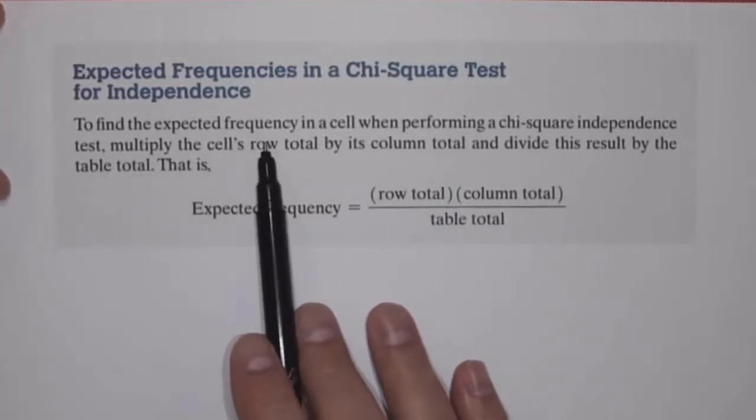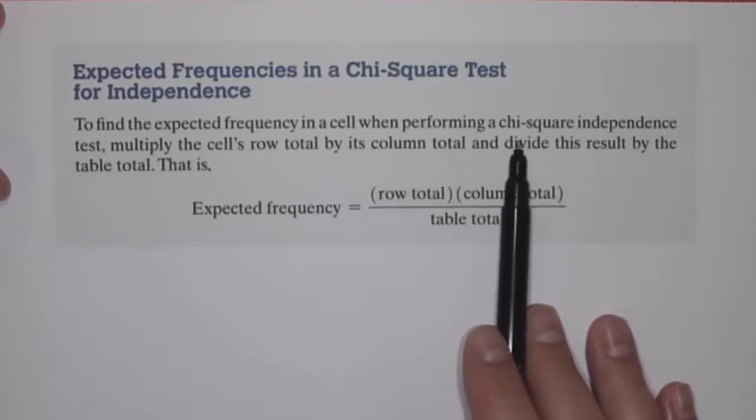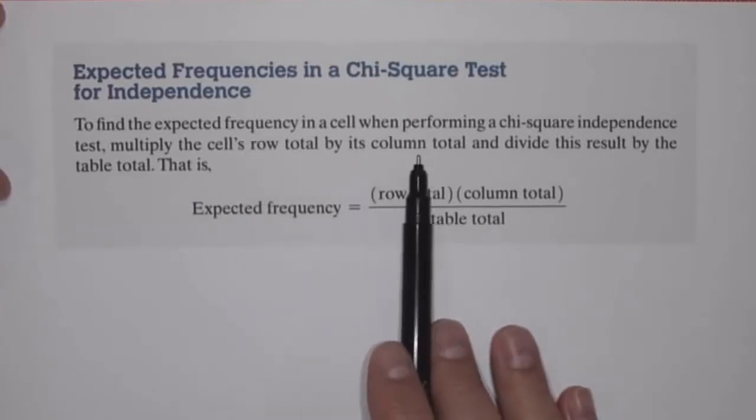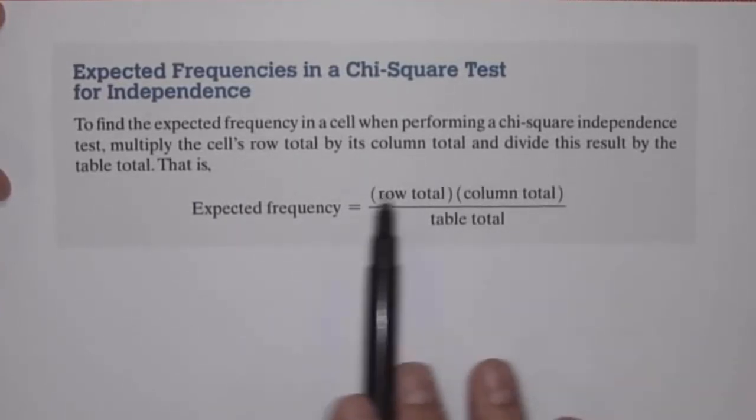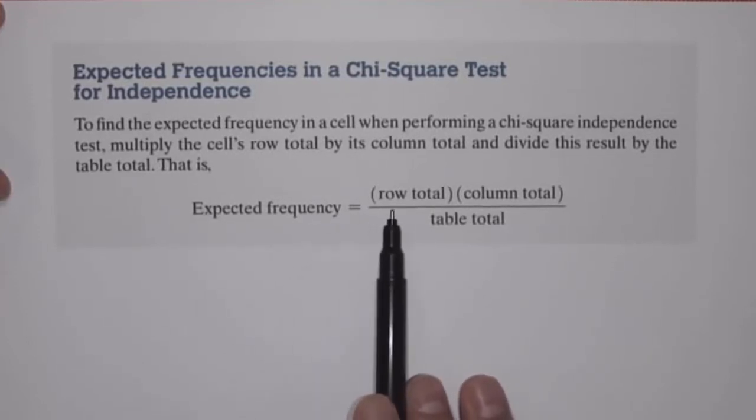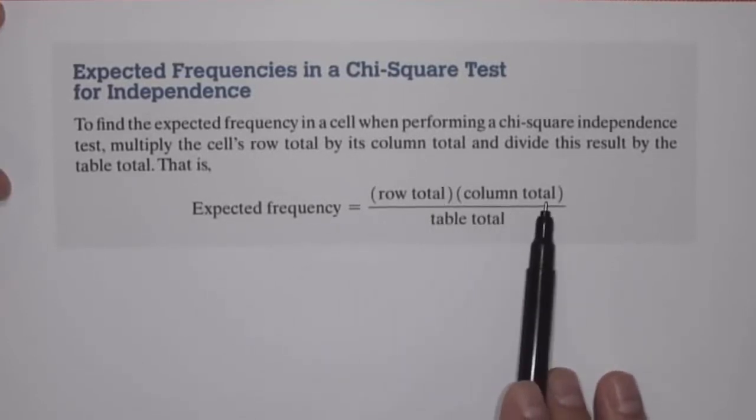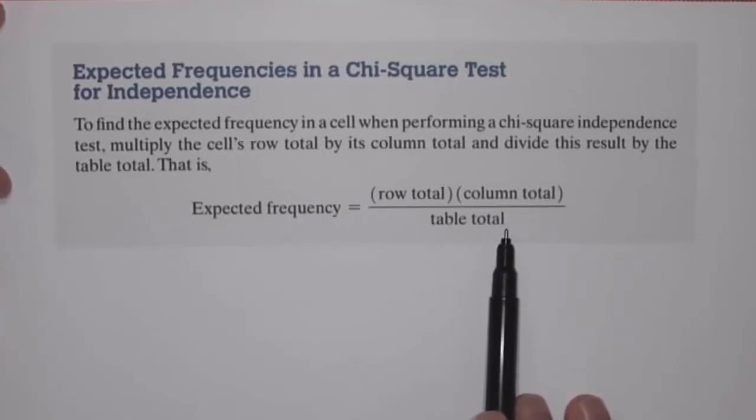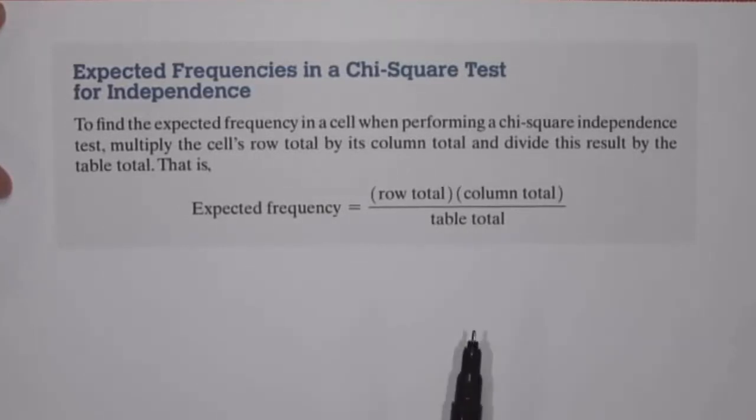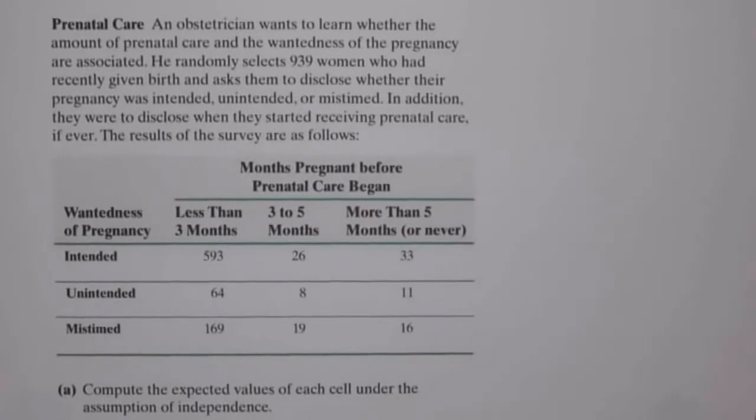To find the expected frequencies in a cell when performing a chi-square independence test, multiply the cell's row total by its column total and divide this result by the table total. That is, the expected frequency is equal to the row total times the column total divided by the table total. Now this is a shortcut that is derived in order to be able to figure out the expected frequency of a contingency table cell. So this will make a lot more sense when we look at an example.